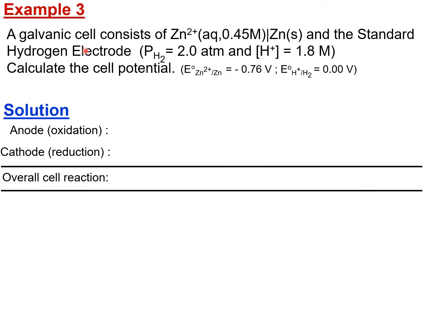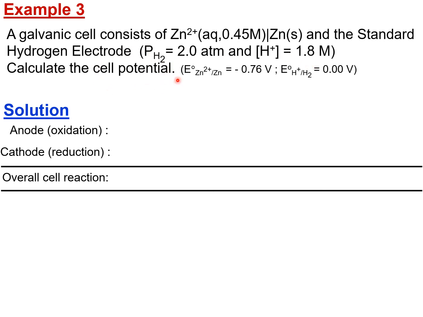Alright, so let's look at this example. This example is quite unique because nanti reaction quotient kamu nanti unique sikit. So basically galvanic cell ni dia ada zinc and also SHE, standard hydrogen electrode. Okay, and then dia bagi info concentration of zinc, Zn2+ ialah 0.45 molar, and partial pressure of hydrogen gas is 2 atm, and concentration of H+ adalah 1.8 molar. This is kamu calculate this cell potential.